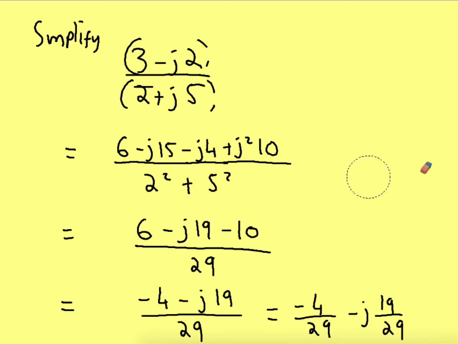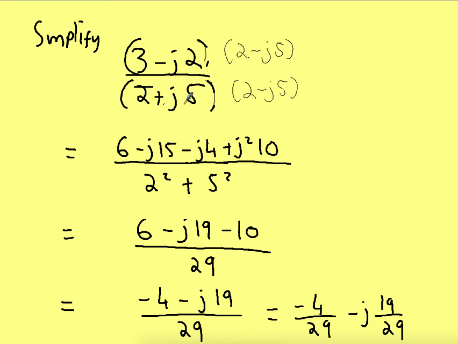Can you please try this on your own, the top one, before you look at the answer? Okay, so just pause where you are, try the question. Now I'm going to go through the answer. So you're going to multiply the top by 2 take away j5, multiply the bottom by 2 take away j5, just because it's the complex conjugate of the bottom. So you multiply your brackets. 3 times 2 is 6, 3 times negative j5 is negative j15. Negative j2 multiplied by 2 is negative j4, negative j2 multiplied by negative j5 is plus j squared 10.